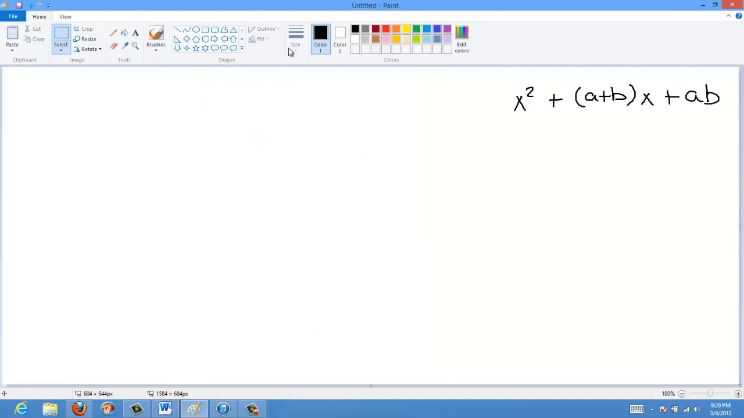Okay, so let's take a look at a little more complicated example. Let's try something like x squared plus 7x plus 12. Now what we can do is start off by looking at the factors of 12. So 12 is equal to 1 times 12, 2 times 6, and 3 times 4. And we can look at these as number sets.